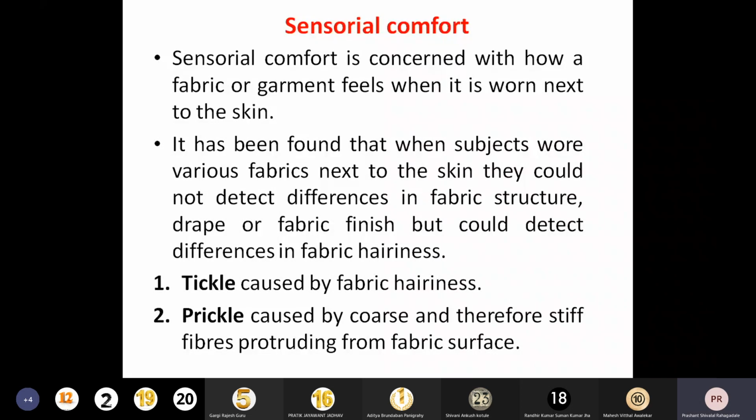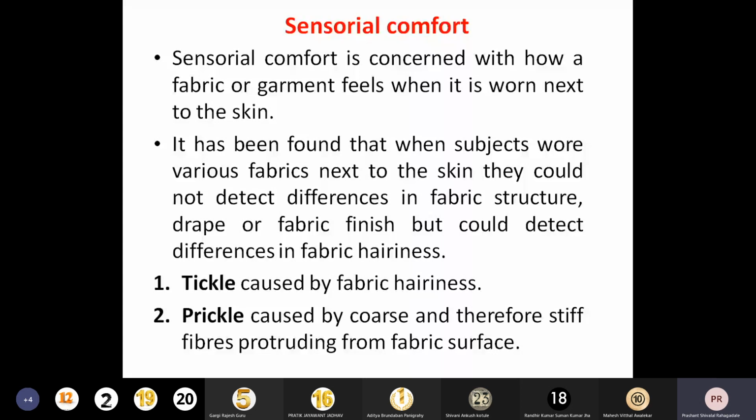Now this is again a fact that, since it is sensorial, it is subject to vary from person to person. Suppose one person feels good, that doesn't mean the other person will also feel good with that fabric. It is a completely different subject. You know?